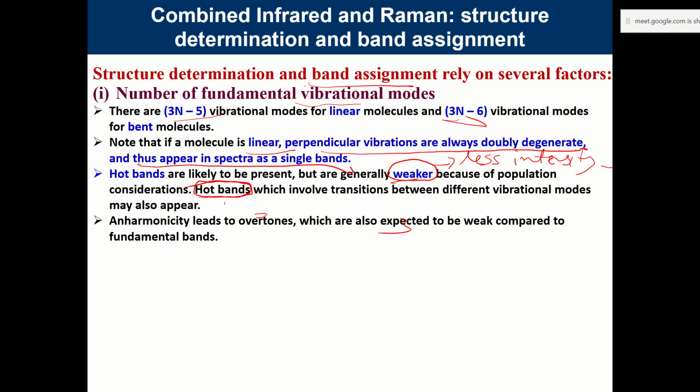These things will be very weak. Hot bands you don't have to be much worried about. This usually does not come into consideration. Anharmonicity leads to overtones. So due to anharmonicity the 0 to 2 transition will also occur, so overtones will also be there, but the chances are very low. So hot bands and overtones, these two things will be very weak.